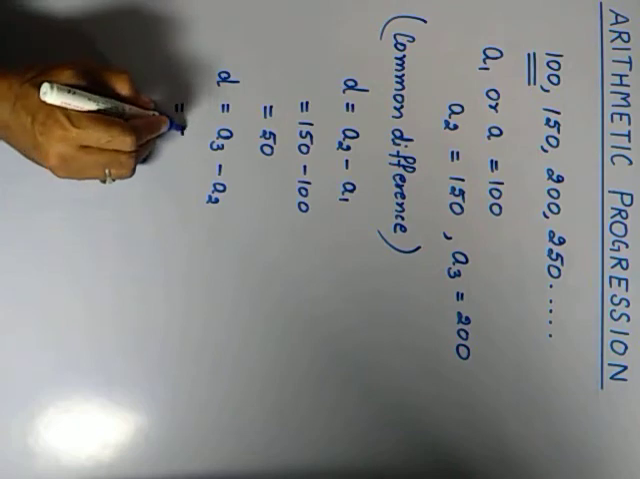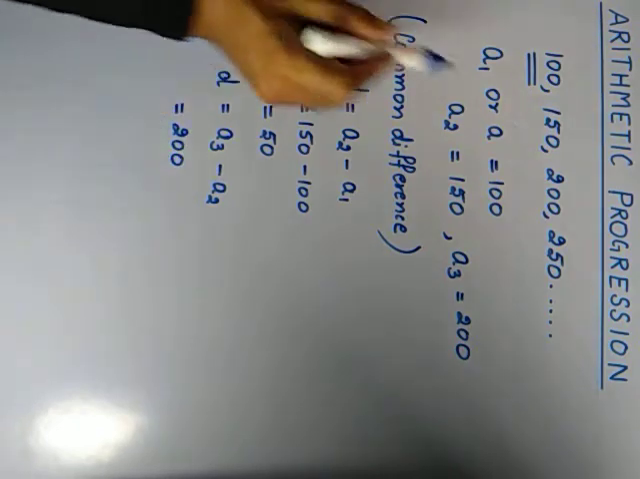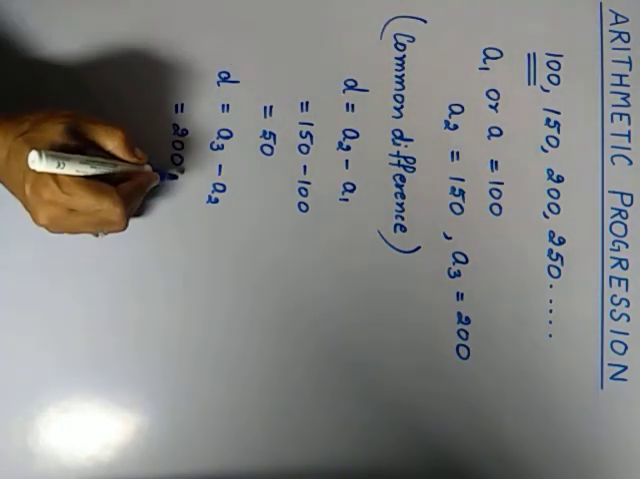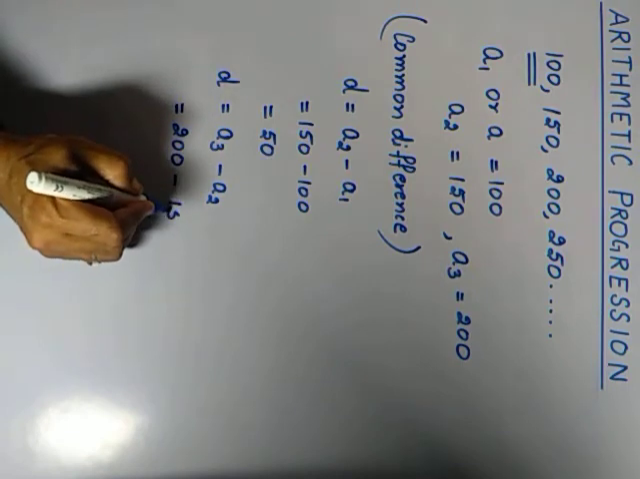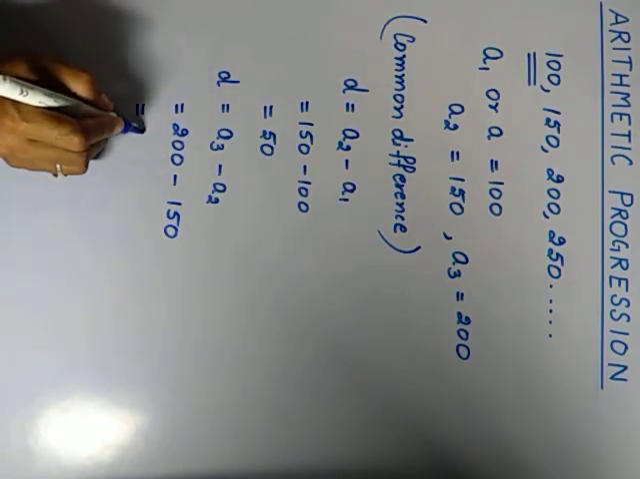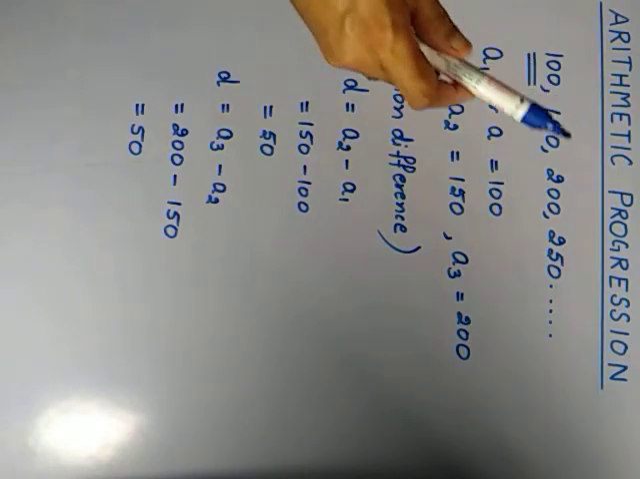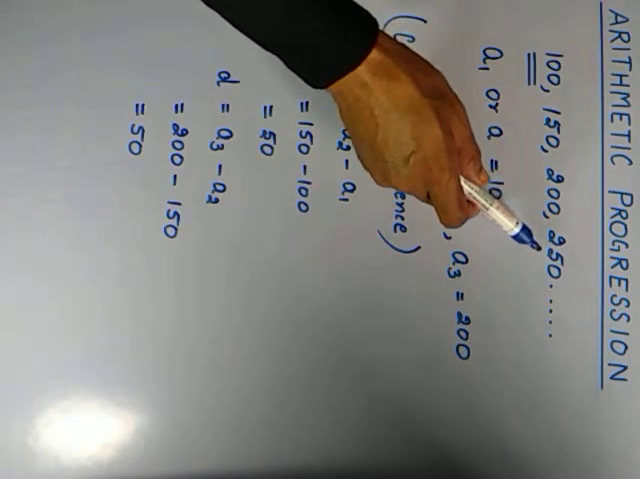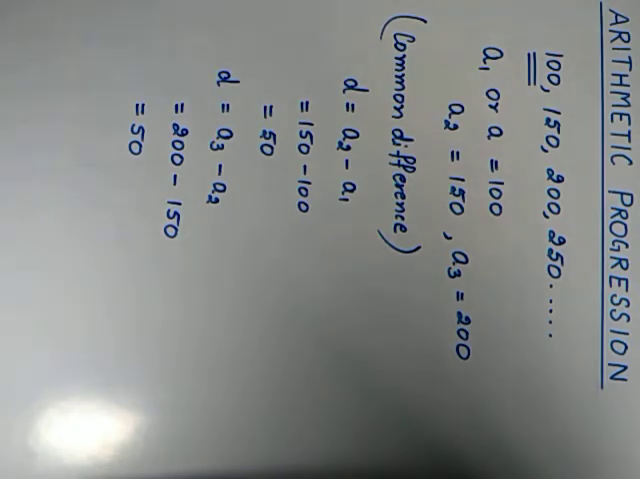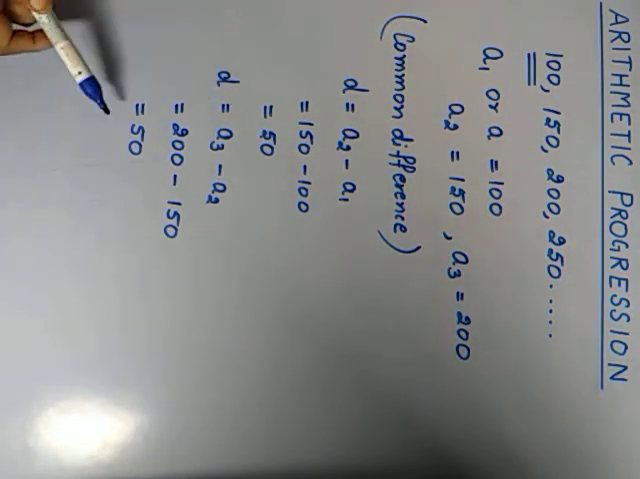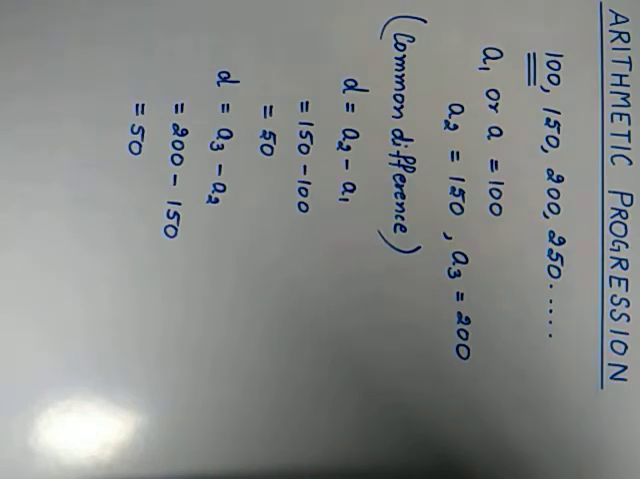So A3 is 200, third term, minus second term 150, which is again 50. Or we can say d, common difference, is fourth term minus third term. So 250 minus 200, which is again 50. So in an arithmetic progression, common difference will be same.